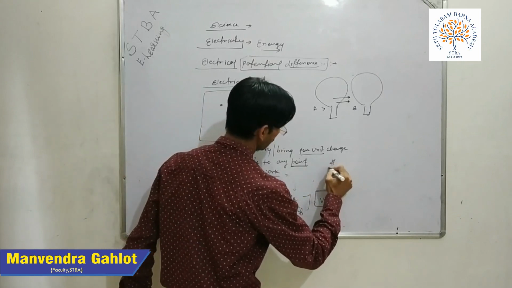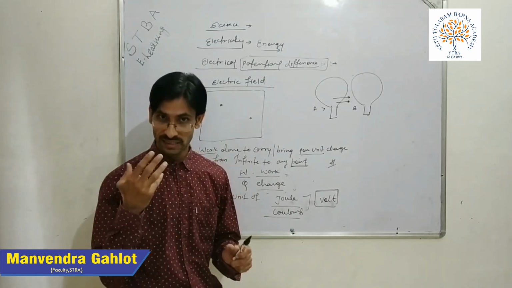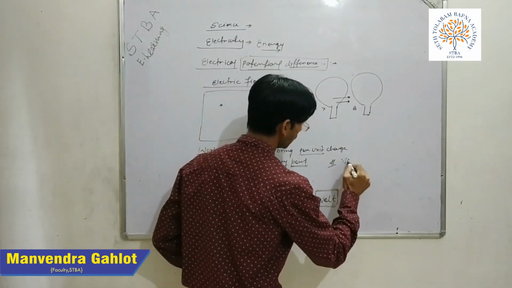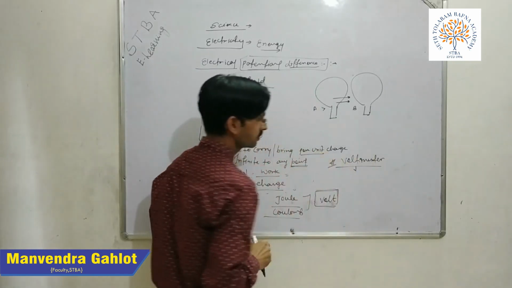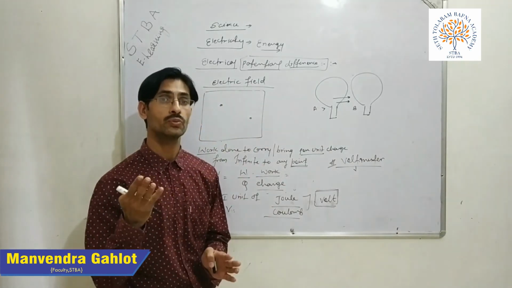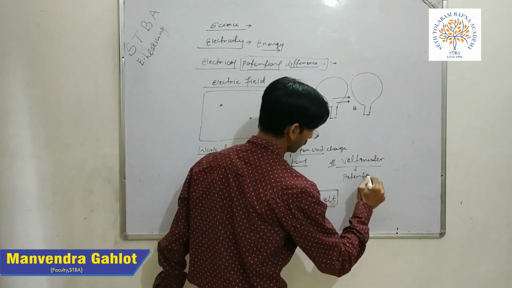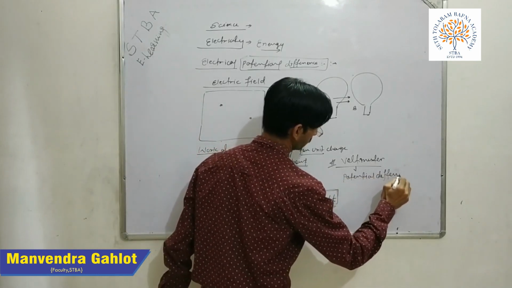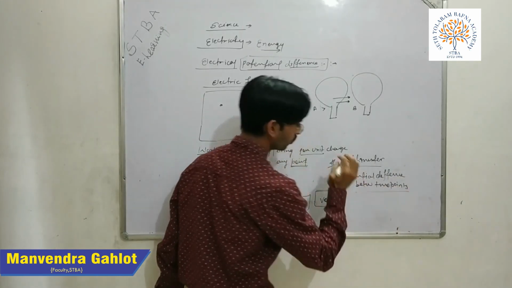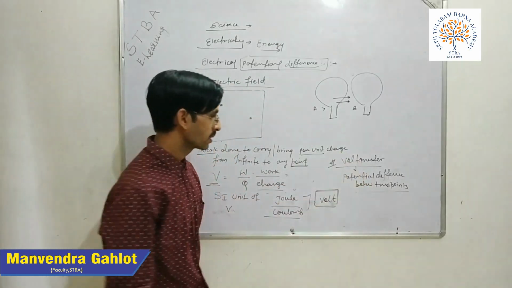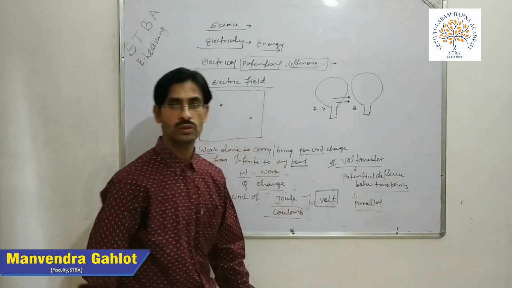Now, again, such as an ammeter is an instrument which is used to find the electric current. Similarly, we use a voltmeter. Voltmeter is an instrument which is used to measure the potential difference between 2 points. It is always connected in parallel.